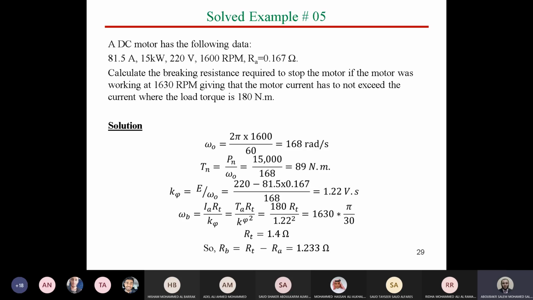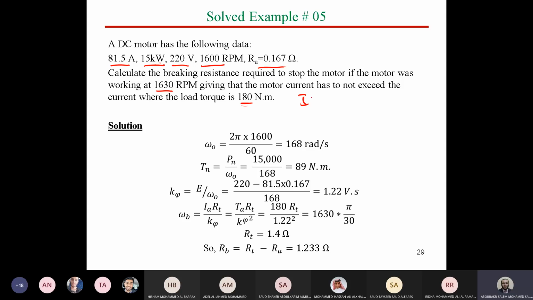Another example regarding the braking, the dynamic braking of a DC motor. A DC motor has the following data: 81.5 ampere, 15 kilowatt, this is the output power, 220 volt, 1600 RPM, RA is given. Calculate the braking resistor required to stop the motor if the motor was working at 1630 RPM, given that the motor current must not exceed the maximum, or the current where the load torque is 180. It's not stated here as twice the rated current, it's stated as the current at 180 Newton meters.